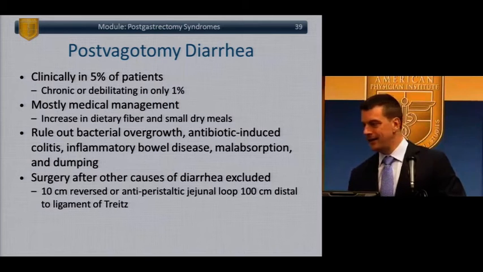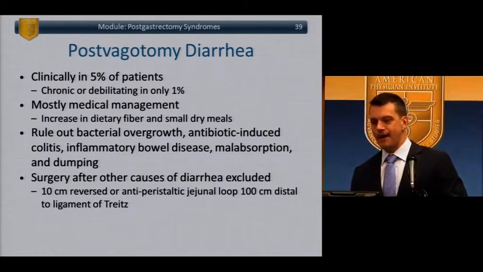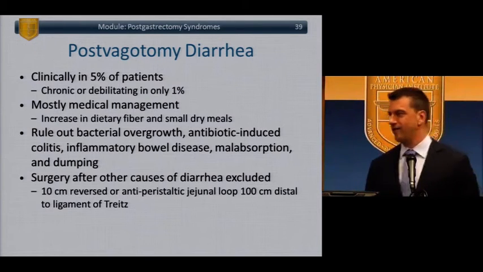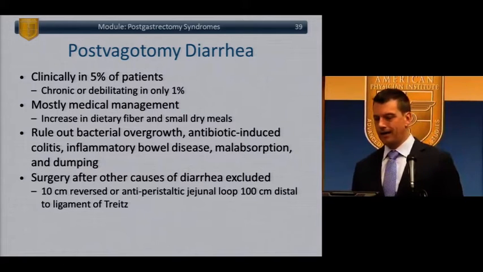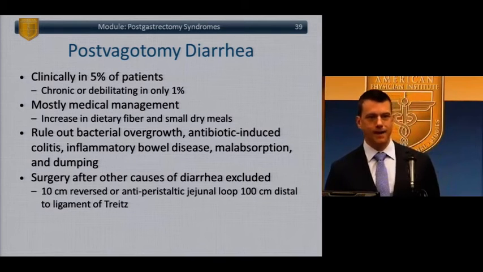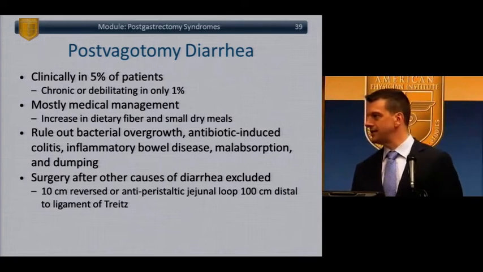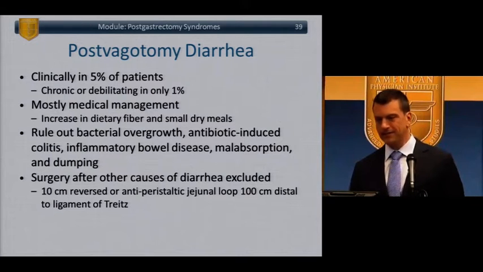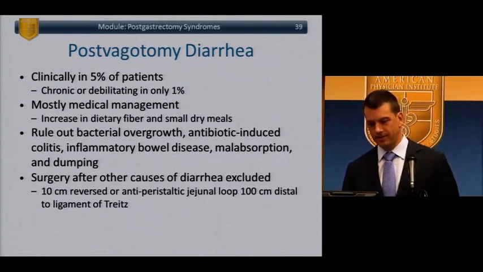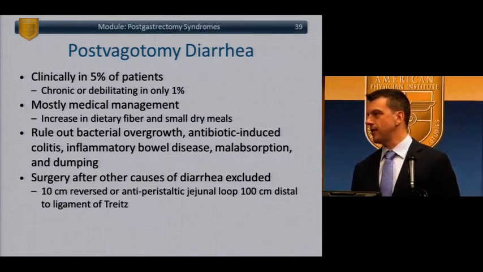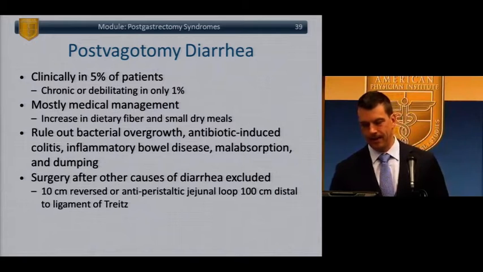Post-vagotomy diarrhea. This is really only clinically significant in about 5% of patients, very rarely debilitating. Increased fiber, small dry meals, all pretty simple management. One of the things to consider here is bacterial overgrowth, especially if there's a Roux limb stasis or an afferent limb. Because there's no acid, you may see these syndromes. Inflammatory bowel disease, malabsorption, and dumping are other considerations.